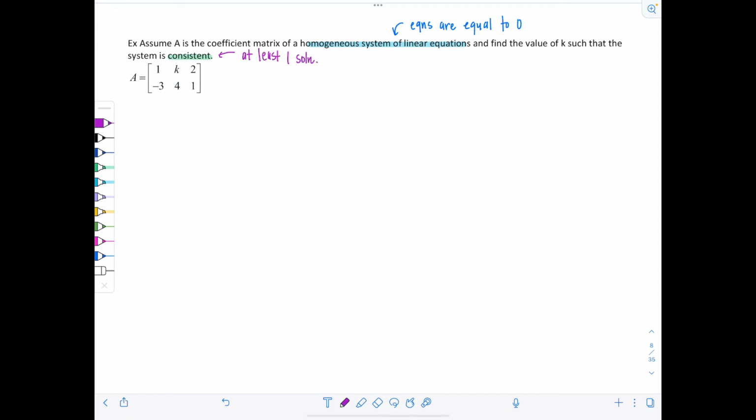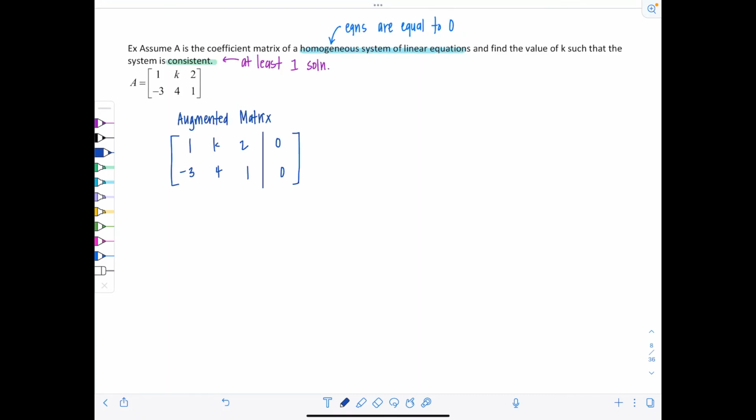So let's write out the augmented matrix this time, because this is just the coefficient matrix, right? And then we'll do a similar process. Since they told me it's a homogeneous system of equations, then I know that the column furthest right is just going to be 2 zeros, like that. And then we have negative 3, 4, 1. Okay. All right, so what we're going to try to do is still put this matrix in reduced row echelon form, and then that way we can better identify the nature of the solutions and decide what k would have to be so that the system will be consistent.